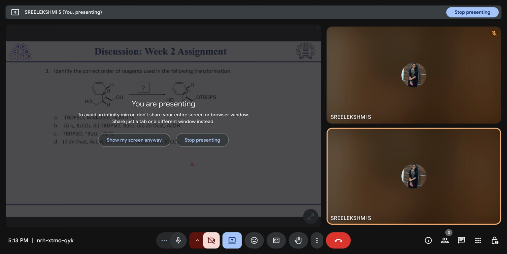Now the next question: identify the correct order of reagents used in the following transformation. So here a reaction is given. This is the transformation, as we can see this OH is getting converted into OTBDPS. But the options given here are: option A, TBDPSCl, imidazole, DCM, 0 degrees Celsius. Option B, first iodine, K2CO3, then second TBDPSCl and base, third zinc dust and acetic acid. Third option is TBDPSCl, n-butyllithium, minus 78 degrees Celsius. Last option is first zinc dust, acetic acid, second TBDPSCl and base, third iodine and K2CO3. So which will be the correct answer here?